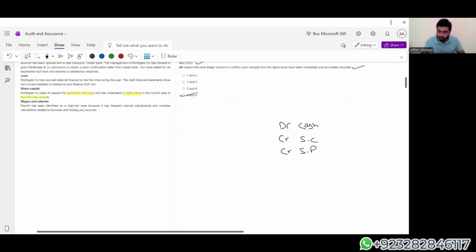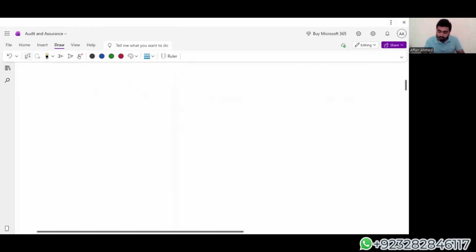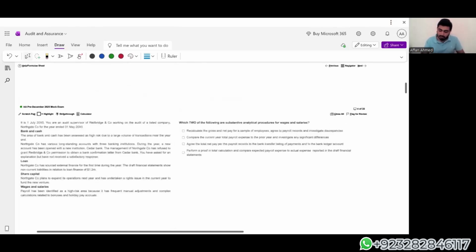So I believe it was clear to you guys how we have solved this question. Let's move forward. Okay. Which two of the following are substantive analytical procedures for wages and salaries? Now, if I don't read the case, I can identify which of the two are analytical procedures. What are analytical procedures? Analytical procedures have proof in total, comparison with last year or with budget.